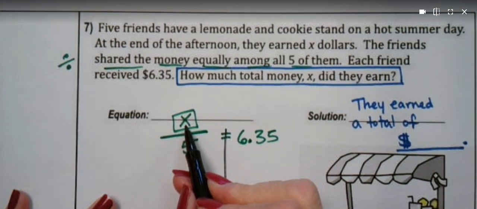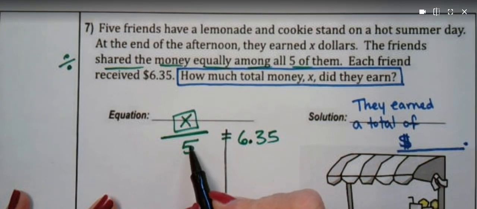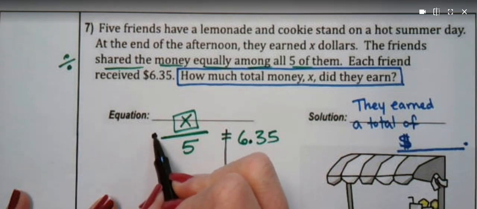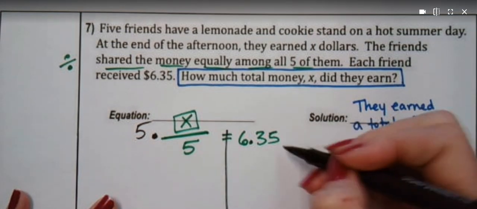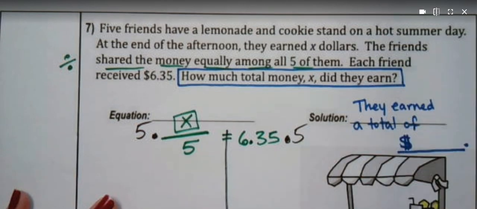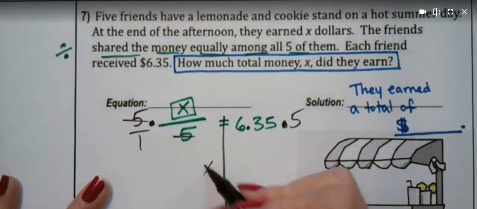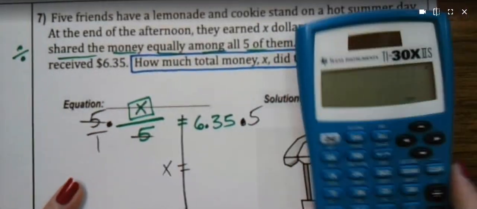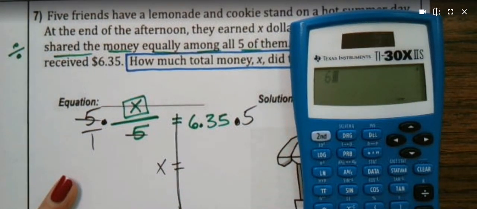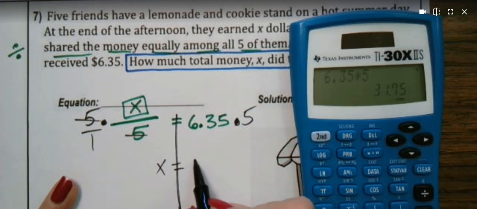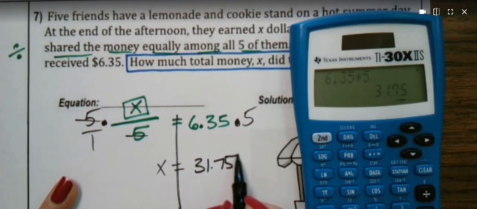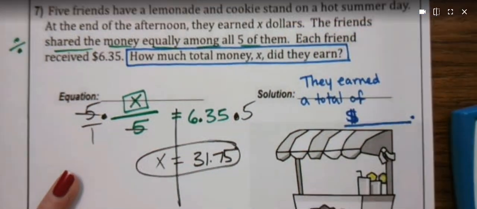Okay, so we're going to undo what's been done to the X, divide by 5. Let's undo that with the inverse operation of multiply by 5. We've got to do the same thing to both sides. Remember, this is 5 over 1, so the 5s will cancel, and I get X is equal to. Now let's take that $6.35 that they each get, and we're going to multiply it by 5 groups of that. $31.75. That's what they started with.